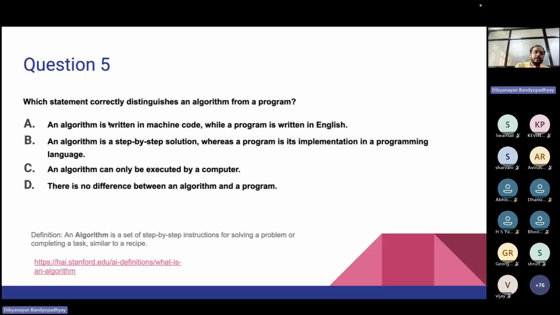What statement correctly distinguishes an algorithm from a program actually? So these are the four categories. What do you think? So the algorithm and a program, what is the difference between them? The first one: an algorithm is written in machine code, while a program is written in English. B: an algorithm is a step-by-step solution, whereas a program is its implementation in a programming language. C: an algorithm can only be executed by a program. D: there is no difference between an algorithm and a program.